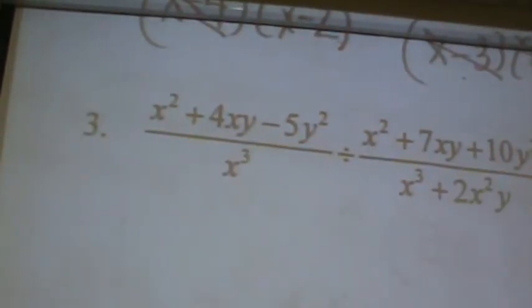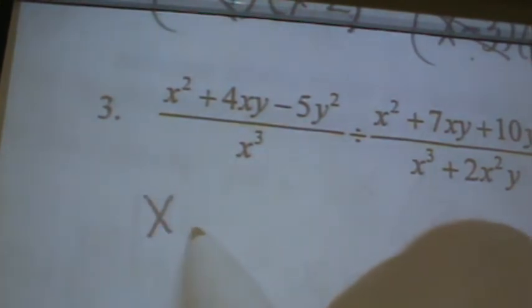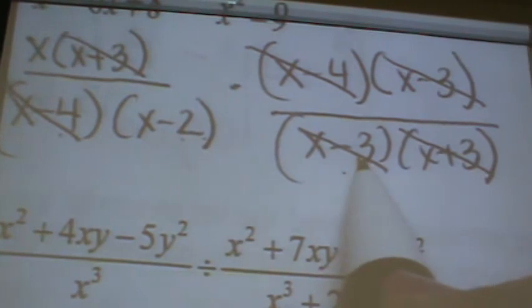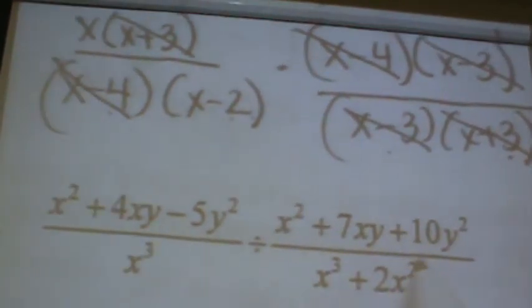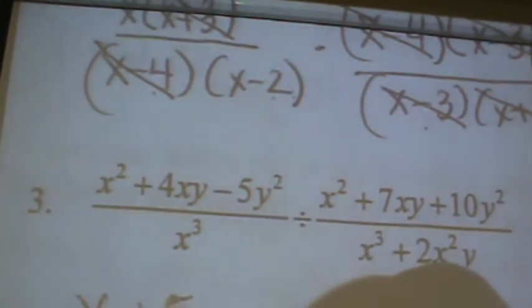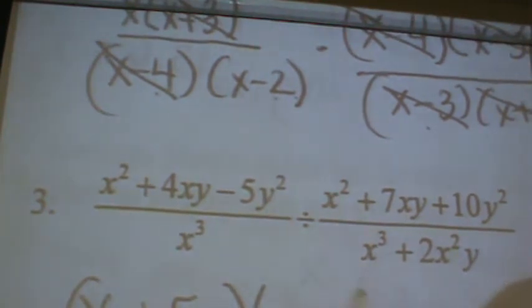Number 3, how do you factor this one? Wait, what were the restrictions? X can't be 4, 2, 3, and -3. Take out an x and a y. Right?